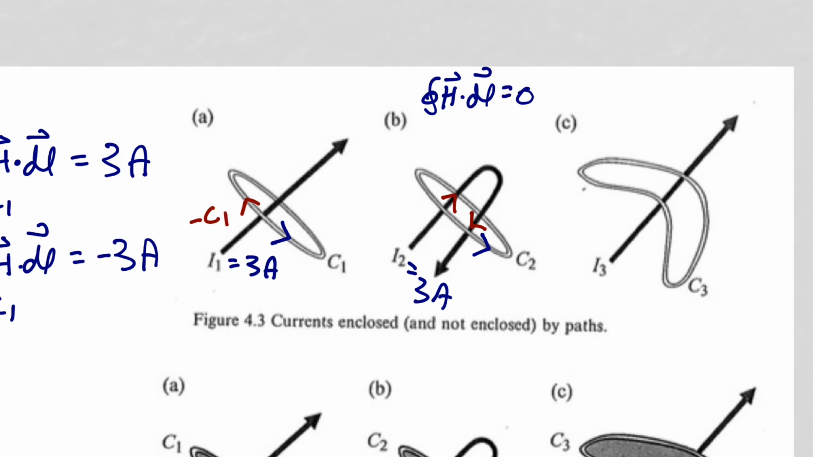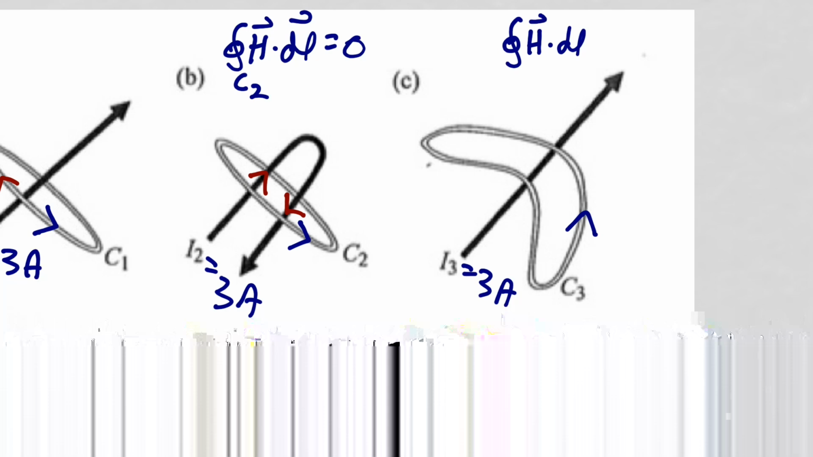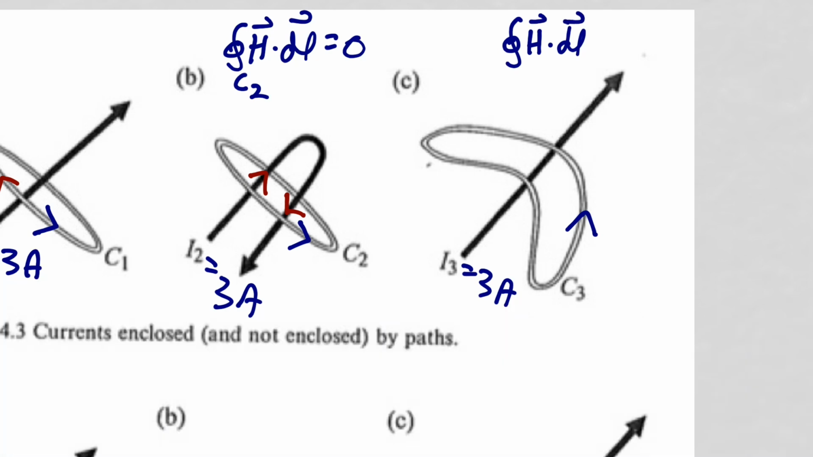Now let's look at path C3. And again, let I3 be 3 amps. Okay, so you do the integral of h dot dl, putting your right fingers in the direction of C3, and your thumb is going to now point in the direction of current flowing through your path here. But notice that the current doesn't flow through this surface, it flows behind it, so there's no current flowing through, so the integral in this case is going to be 0.